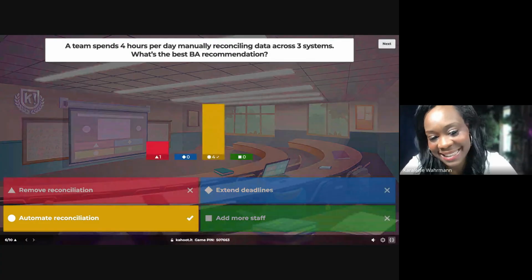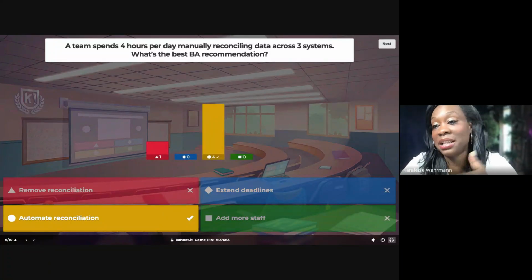All right, it's to automate. That's the only thing we can do here because you need to reconcile, so you can't remove it. You could extend the deadline, but then it's going to take more time, becoming slower and more inefficient. You could add more people, but sometimes throwing more people at the same problem doesn't make it go any faster. So you really need to find a better way.